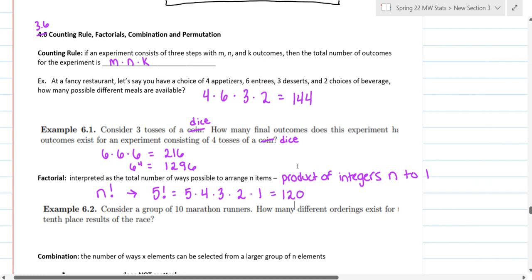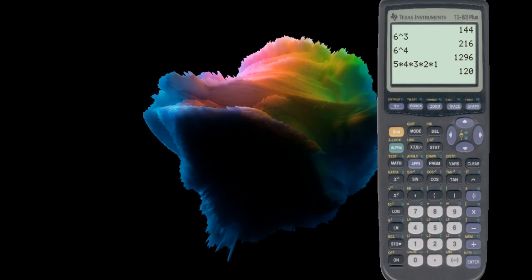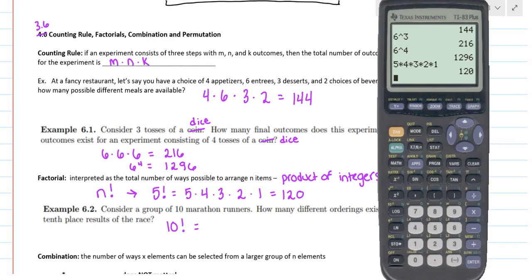Now, let's look at example 6.2. Consider a group of 10 marathon runners. How many different orderings exist for 1st through 10th place? So that is 10 factorial. Now you don't have to actually do that by hand, because as you can imagine, as you get to higher numbers, it's kind of a pain. There is a command in your calculator for this. So if I go 10, math, over to PRB, it's going to be number 4 there with that exclamation point. So it's math, over to probability, then that exclamation point, and it does the factorial for you. So it's 3,628,800.